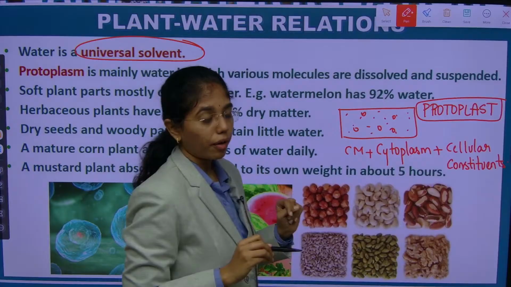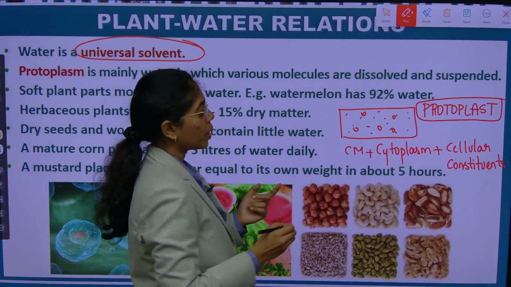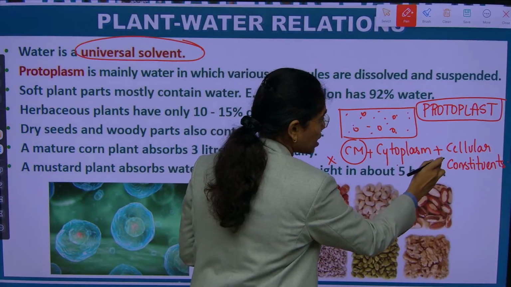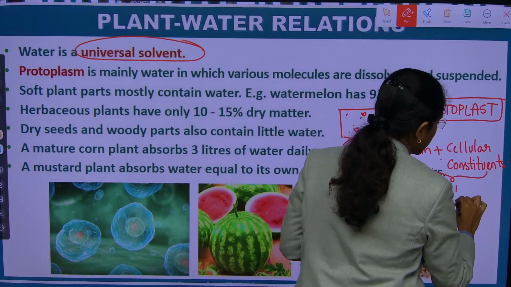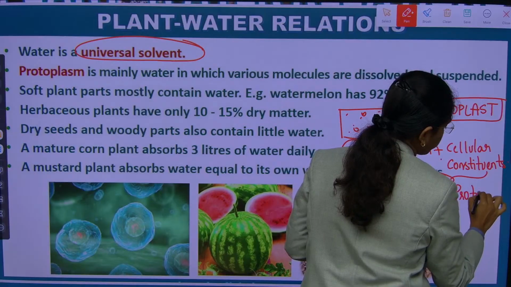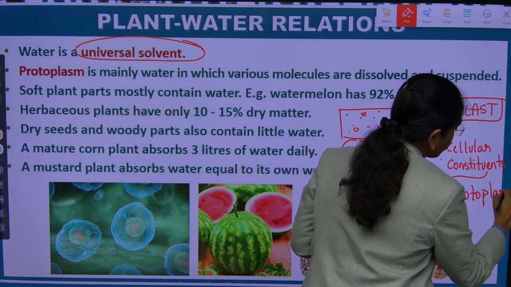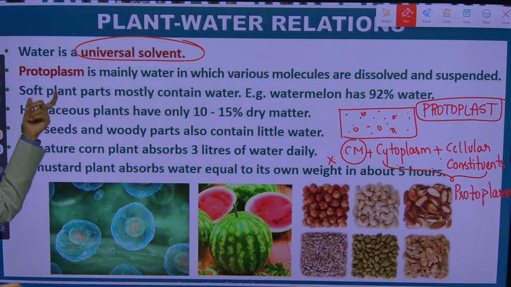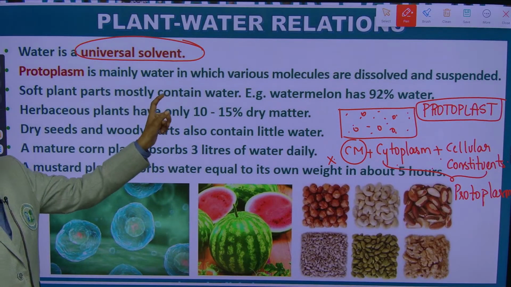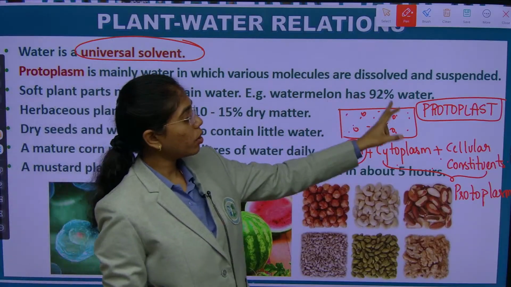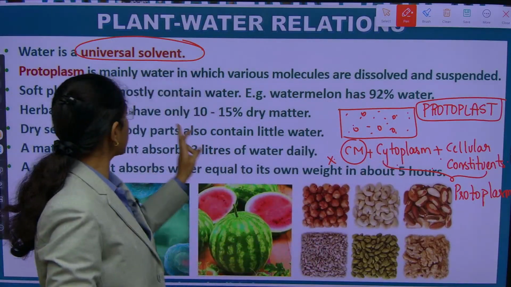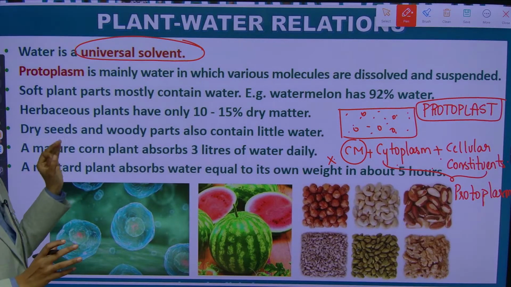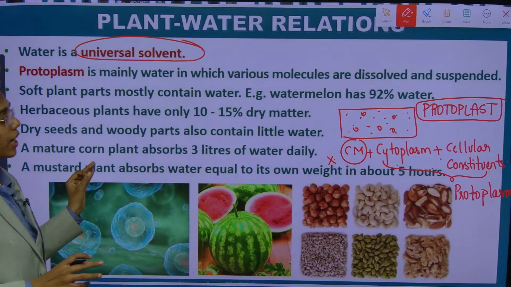Fine, right? Now, what is protoplasm? Without the cell membrane, only cytoplasm and cellular constituents is addressed as protoplasm. Clear with the terms protoplast and protoplasm? Now, protoplasm is mainly water in which various molecules are dissolved and suspended inside the cell. Soft plant parts may contain water. Remember, these statements are direct from your text.